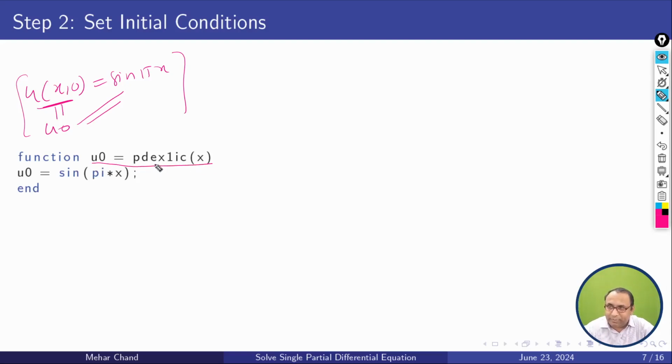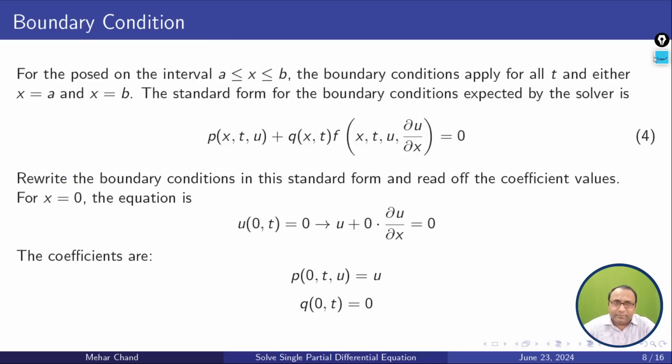u0 is equal to pdex1ic, which is used for the initial condition, and there is only one argument, which is x. In MATLAB we start with the keyword function, and this is the initial condition: u0 is equal to sine(pi * x). Then we enter the function here and thereafter save the file in MATLAB.